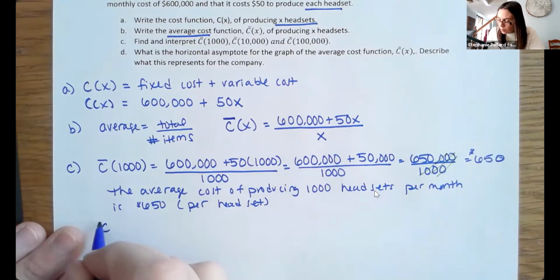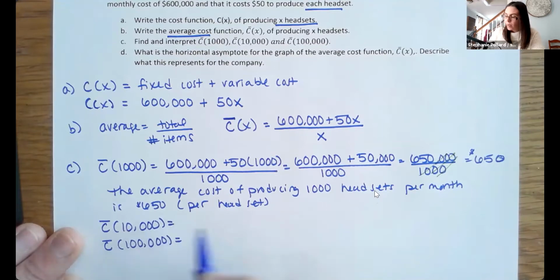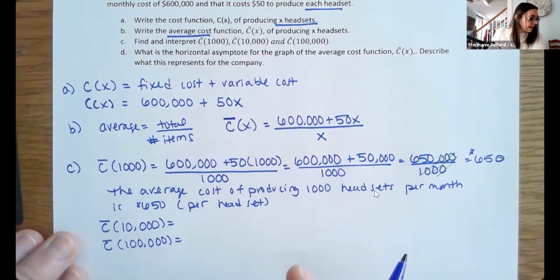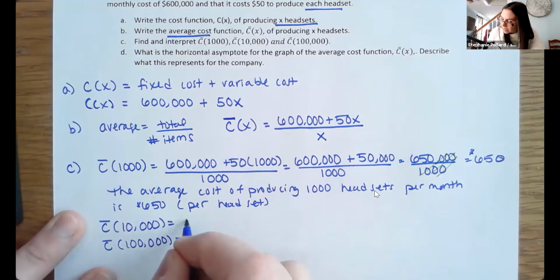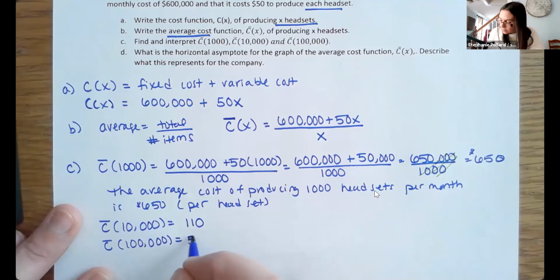Now, they want us to also plug in 10,000 and then 100,000. And I'm going to give you the answers here. I'm going to encourage you to pause the video and try it at home, but it's going to be very similar to what we just did. And let's see, when you plug in 10,000, you get 110. And when you plug in 100,000, you actually get down to 56.